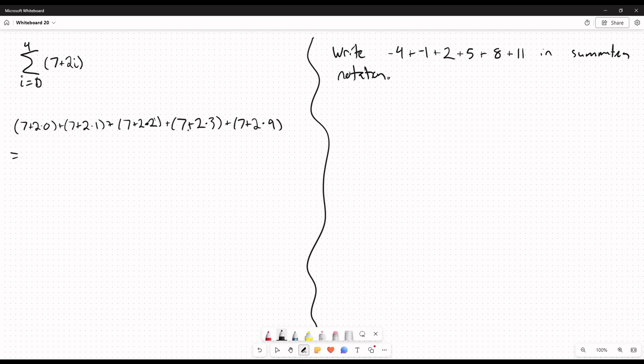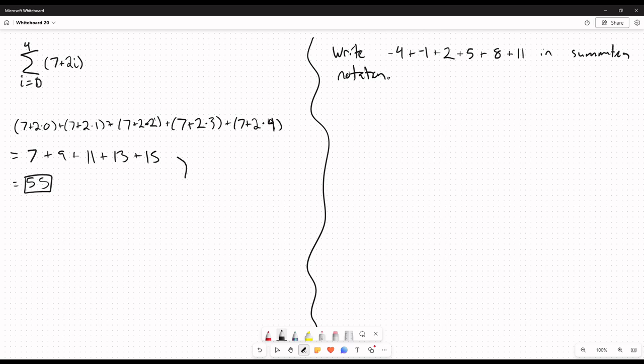So if I look at this, I'm going to have 7 plus 2 times 0, that's 7, plus 9, plus 11, plus 13, plus 15. If you add up all those numbers, you should get something like 7, 16, 27, 40, 55. That's our number.